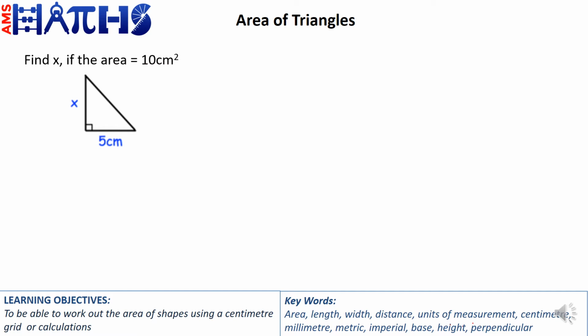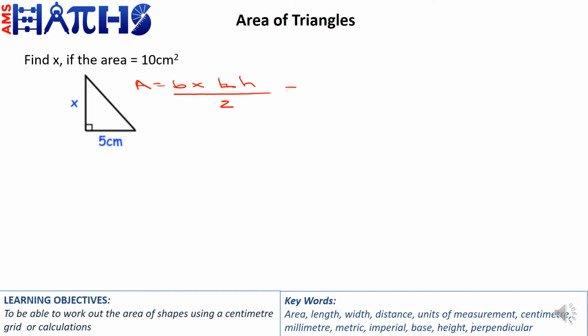Let's look at finding the missing length for a triangle if the area is given. In this question it says, find the value of x if the area is equal to 10 centimeters squared. The base of the triangle is also given as 5 centimeters. So what we're going to start with is writing down the formula for the area of our triangle. So area is equal to base times perpendicular height, and we divide that by 2.